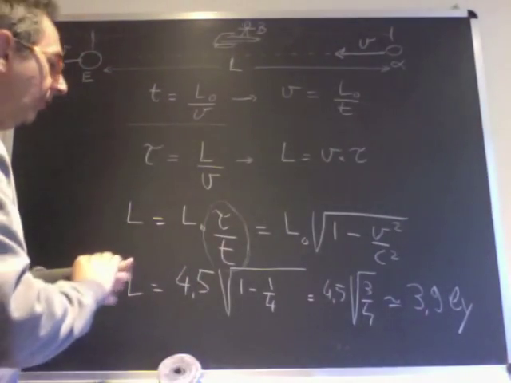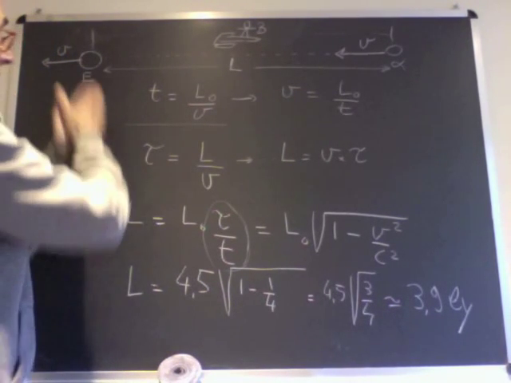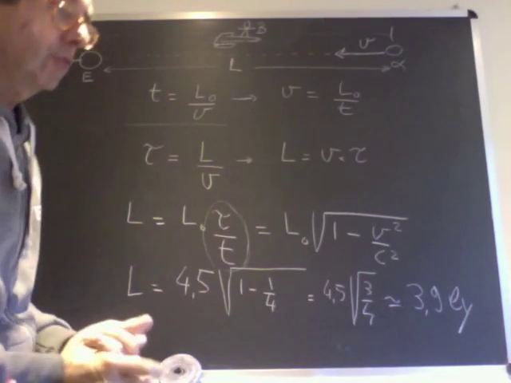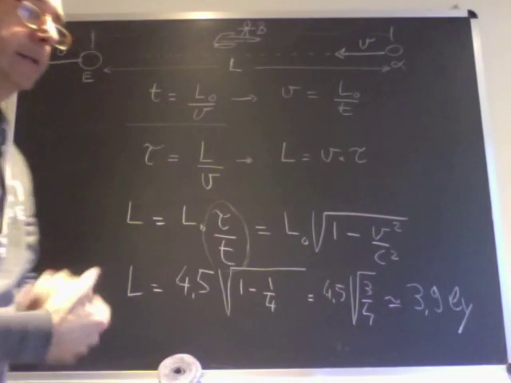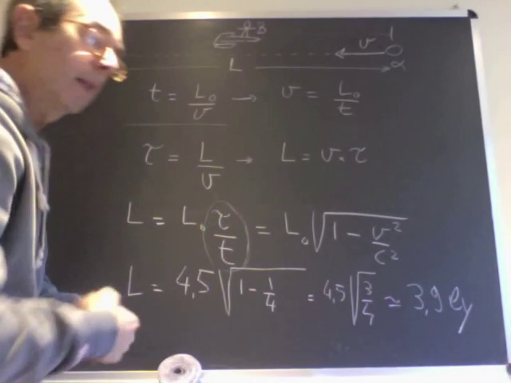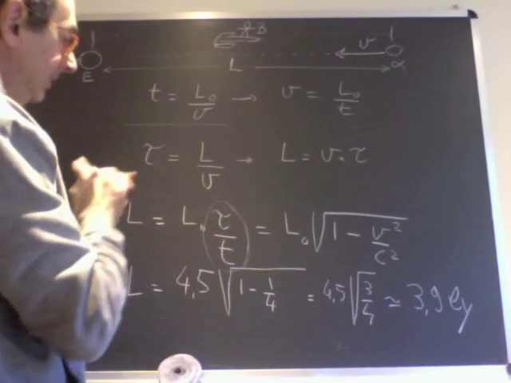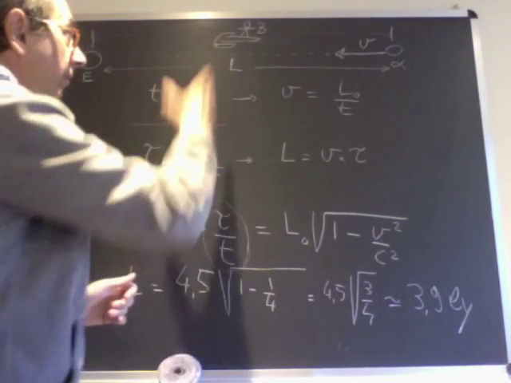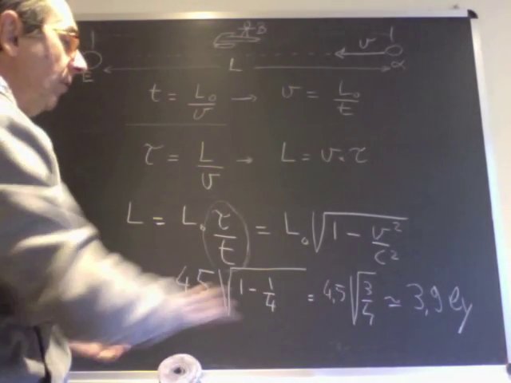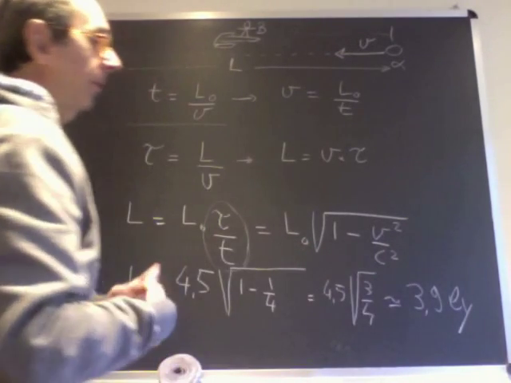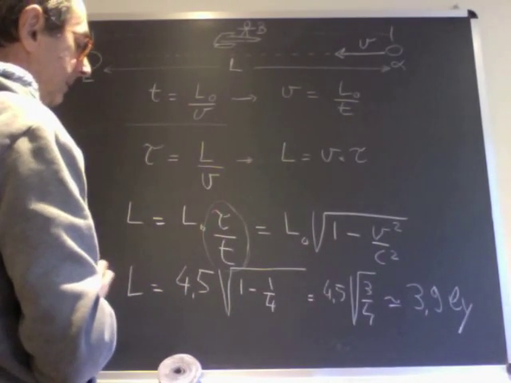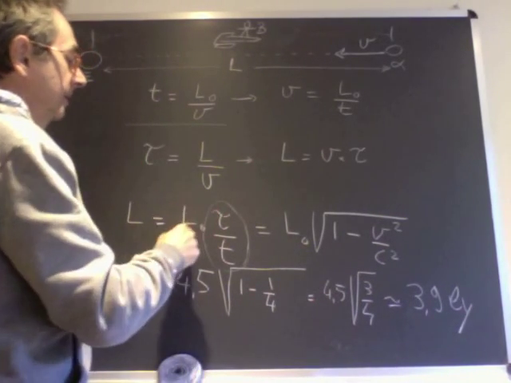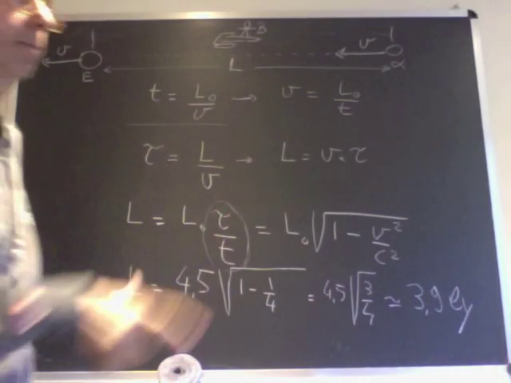the result that for a rocket traveling at the speed of 1/2 of c, of the speed of light, the distance as measured on board is more or less 3.94 light years, instead of 4.5, that is the proper distance L0 as measured by Earth.